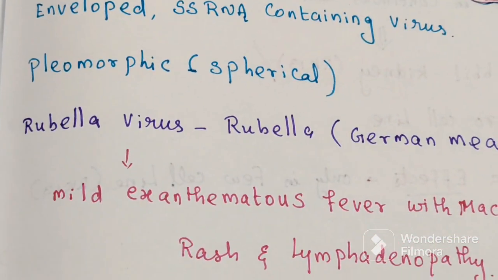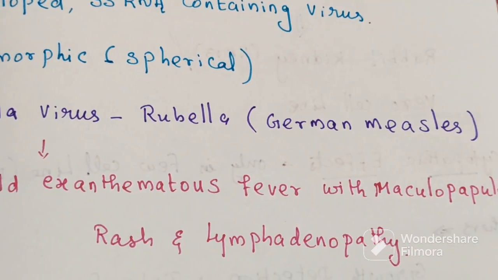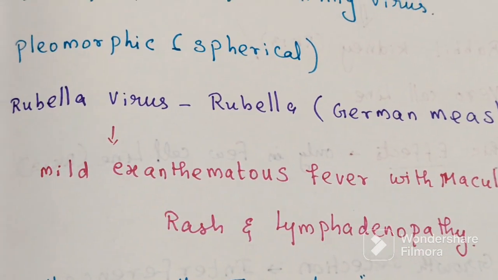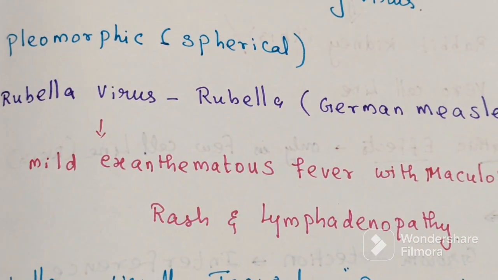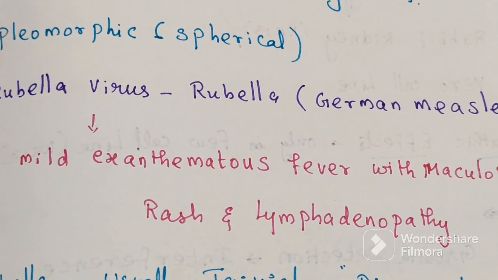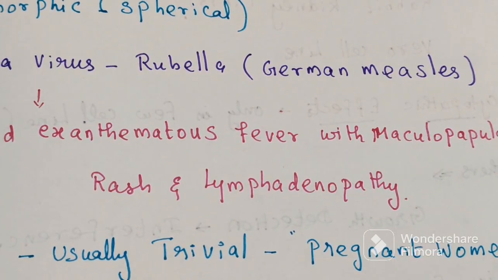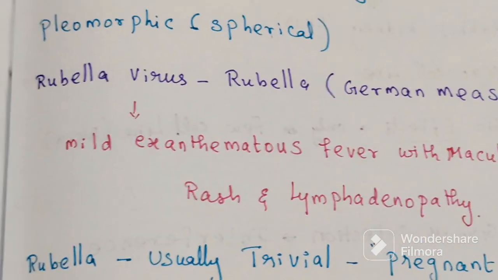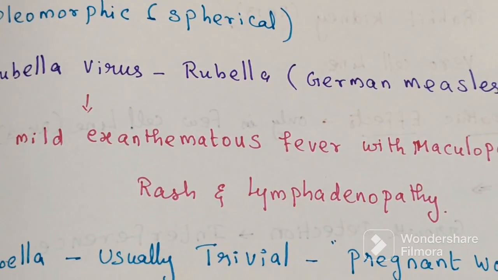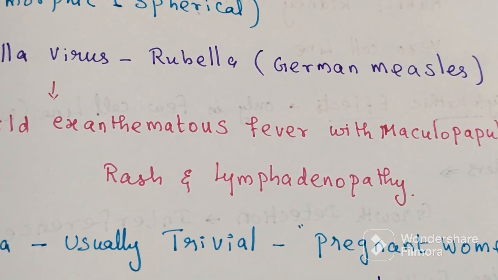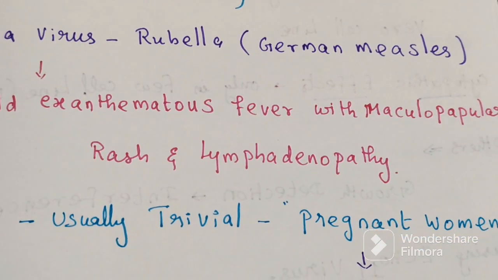The rubella virus causes the disease rubella, also called German measles. It is a mild exanthematous fever with skin involvement, maculopapular rashes and lymphadenopathy.